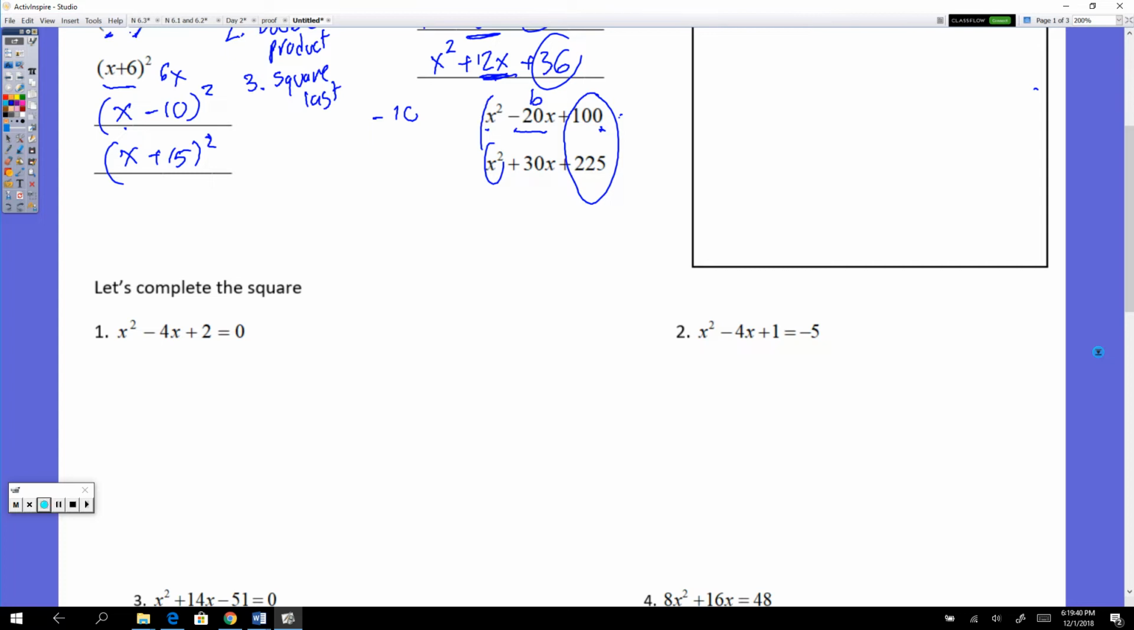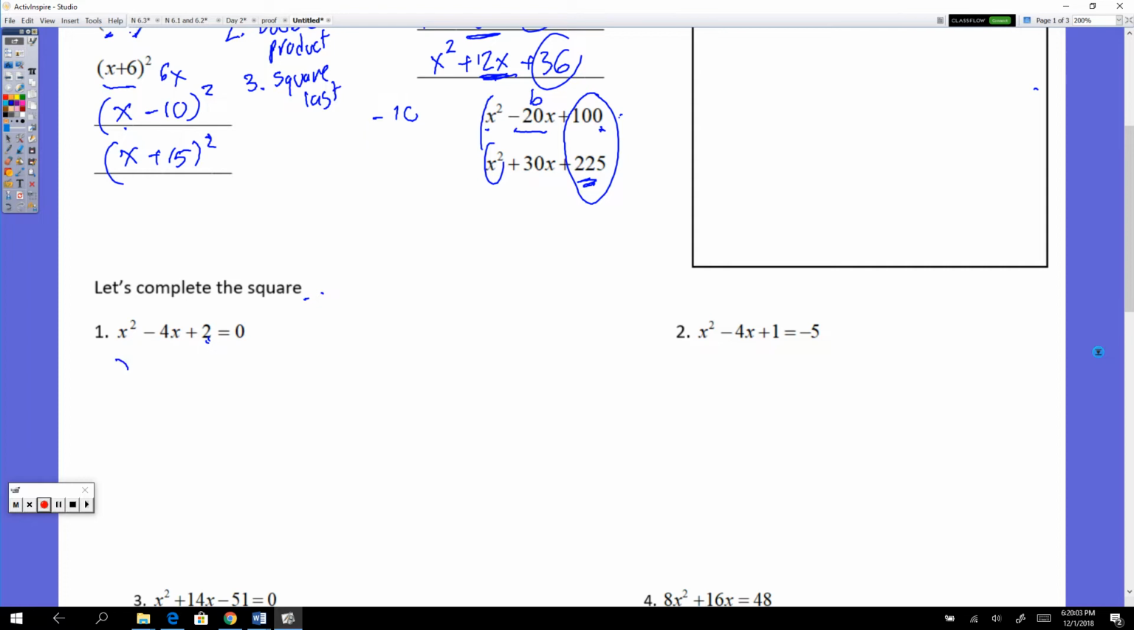Okay, so let's look at this problem. If I look at this problem here and I want to complete the square or factor this, notice that 2, my c value, is not a perfect square, so I can't use this square binomial thing. But the idea is that we're going to transform the problem so that we can do a square binomial.